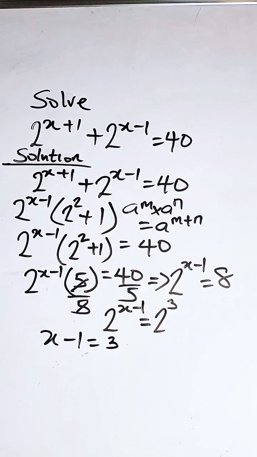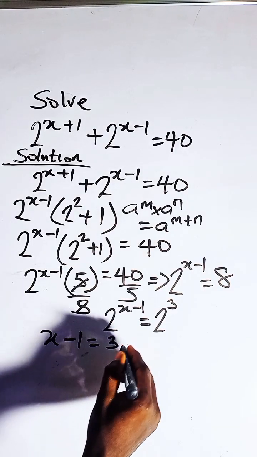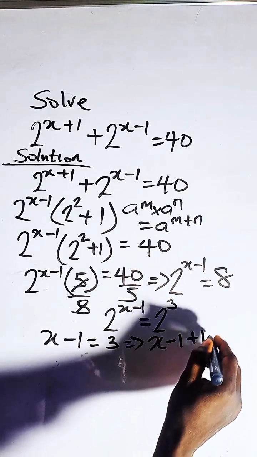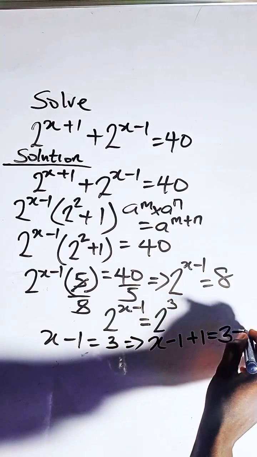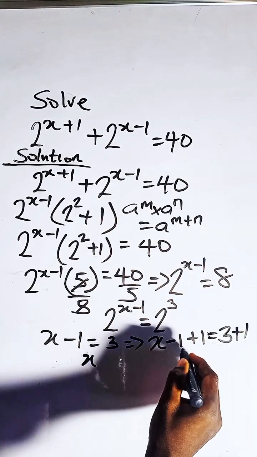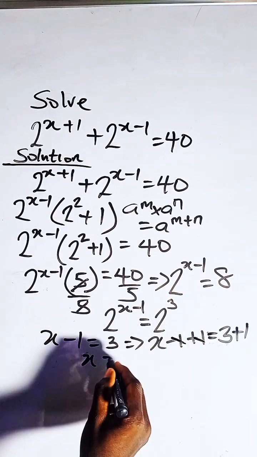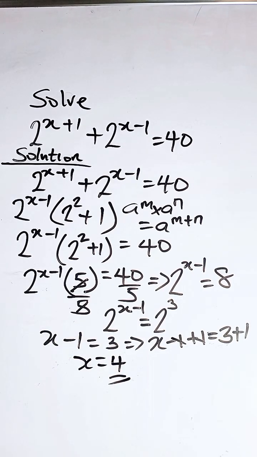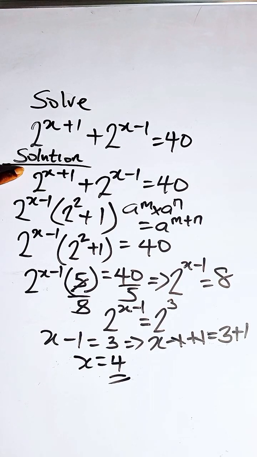The next thing we do is add 1 to both sides of the equation. So we have x minus 1 plus 1 equals 3 plus 1. Here we have x, since minus 1 plus 1 is 0, and 3 plus 1 is 4. So that means x in this equation is 4.